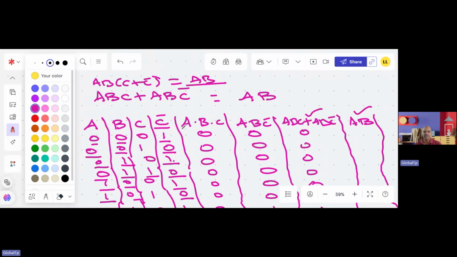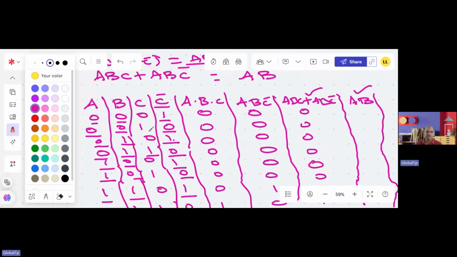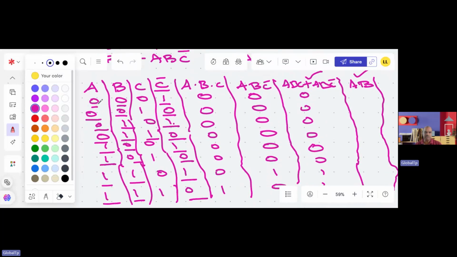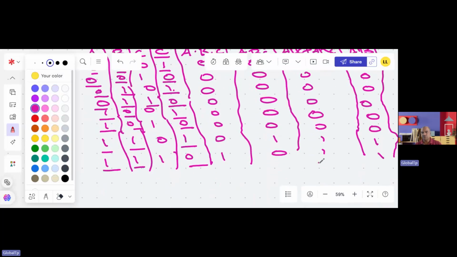So what I am doing, I am going to do the AND operation between A and B. So 0, 0 is 0, 0, 0 is 0, 0, 1 is 0, 0, 1 is 0, 1, 0 is 0, 1, 0 is 0, 1, 1 is 1. You can check these two things are equal.